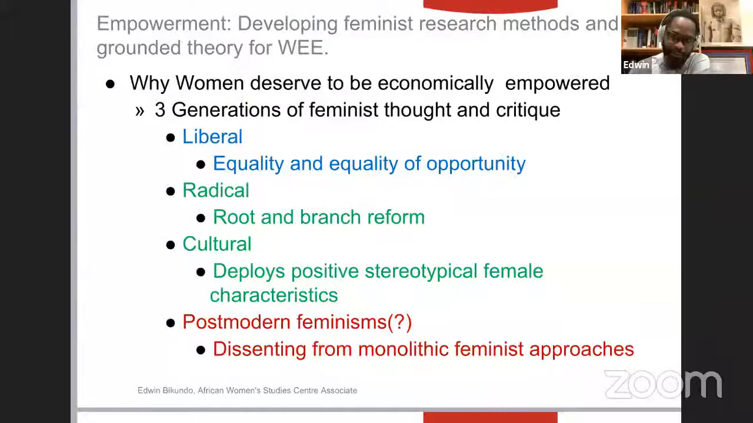Modern feminisms essentially descend from monolithic feminist approaches.